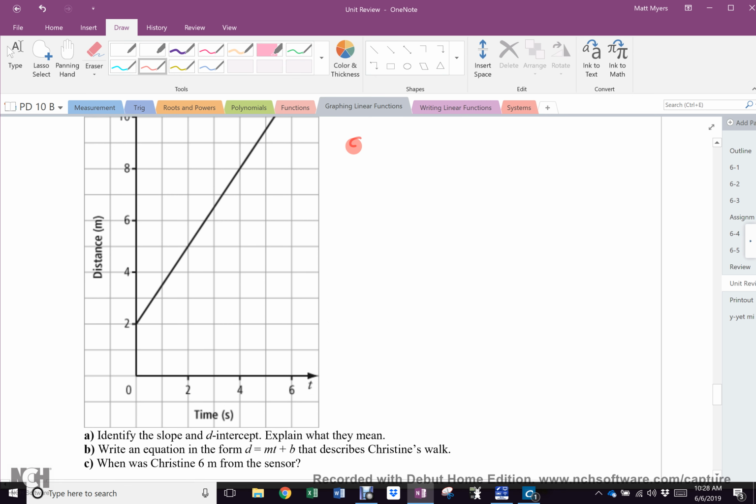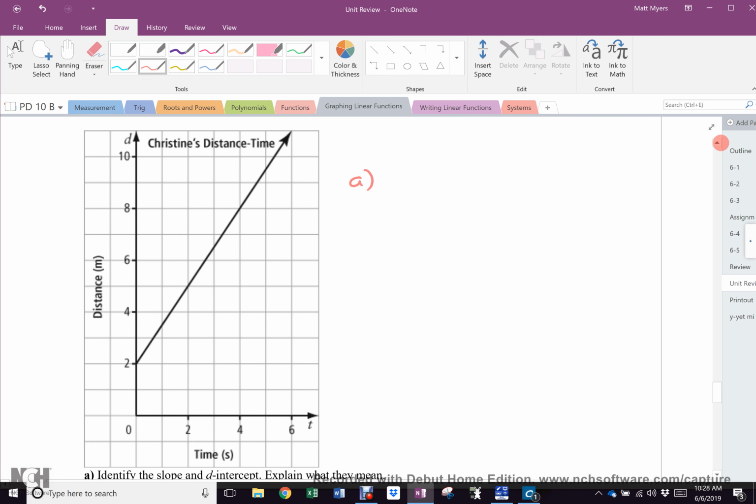Alrighty. A. What is the slope? 3/2. That gets you half a mark because all you had to do was count. Explain it. What does the slope mean?